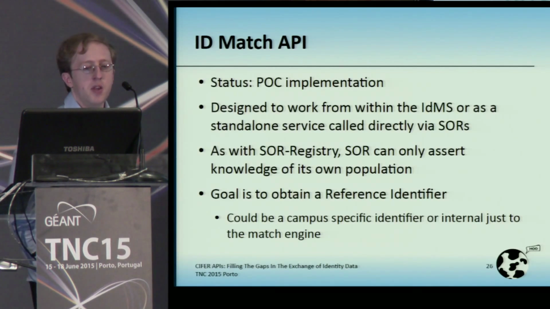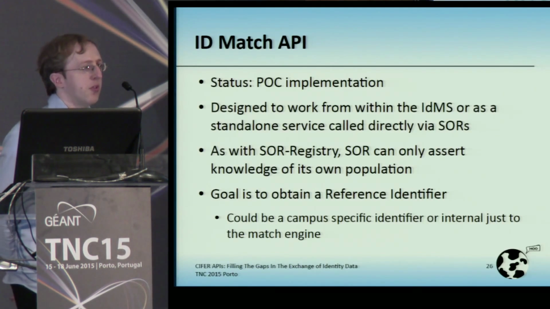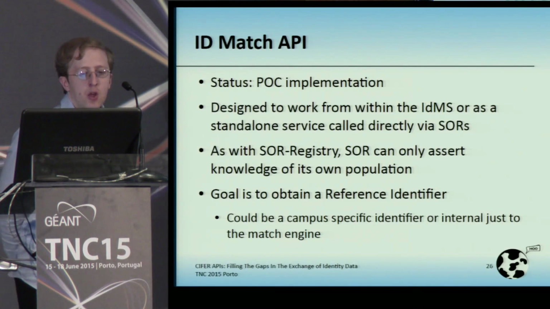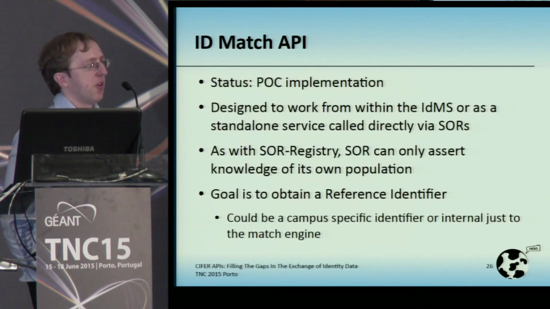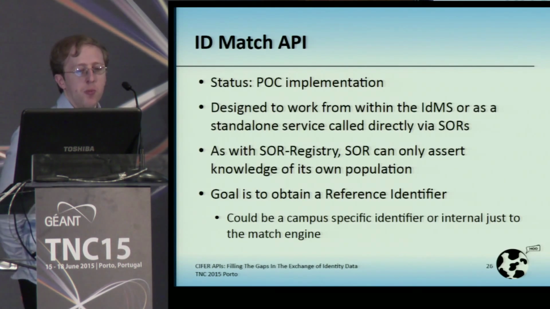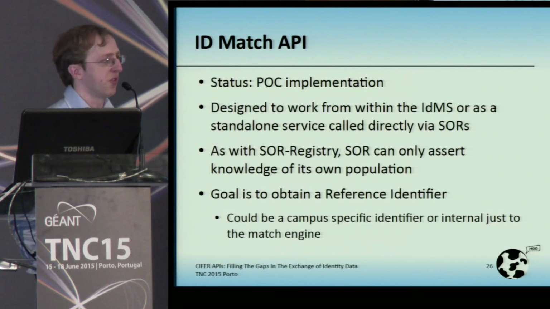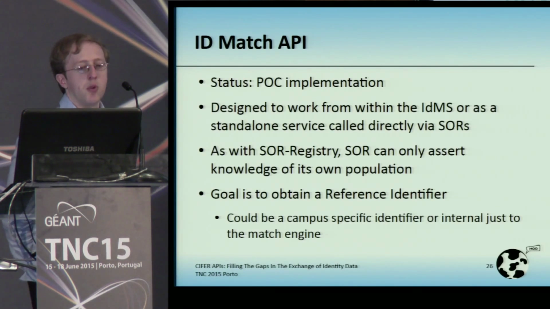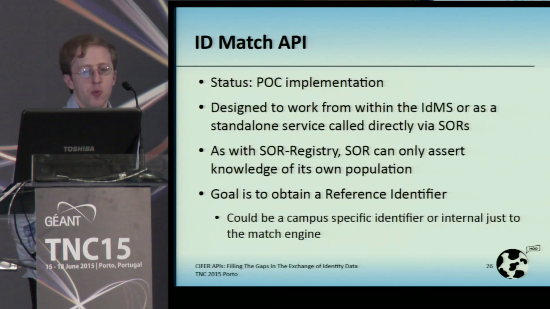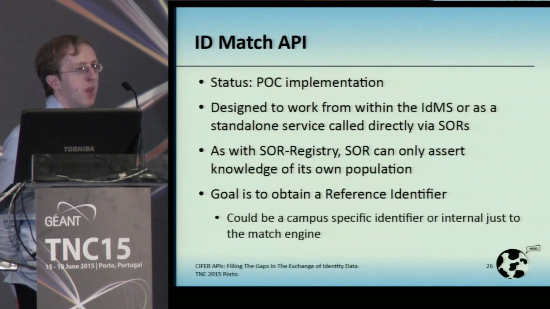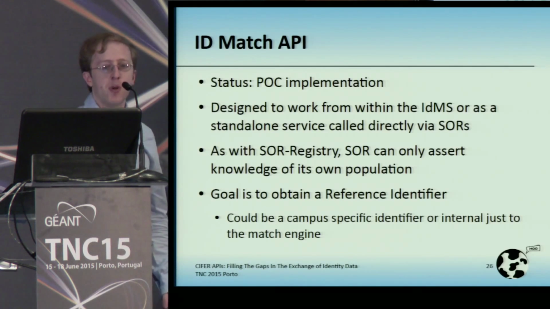The ID match API looks similar but serves a different purpose. Ultimately, this is trying to solve the problem of, do I already know this person that's being asserted by a system of record? Again, as with the previous API, a system of record can only assert knowledge about its own population, but the goal this time is to obtain what's called a reference identifier, which is basically just a unique identifier known to the match service for a given purpose, for a given person.